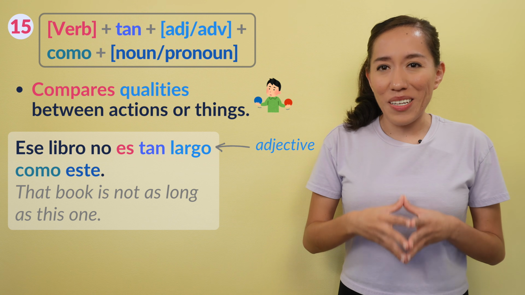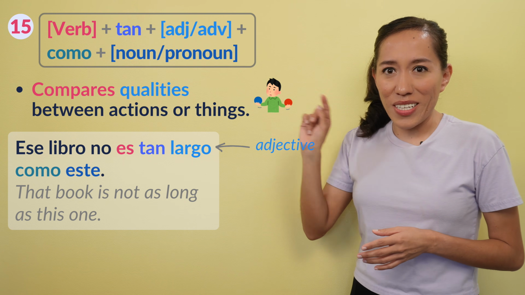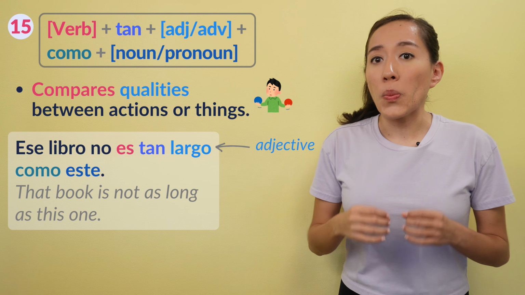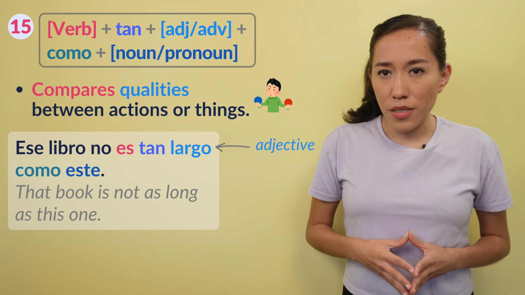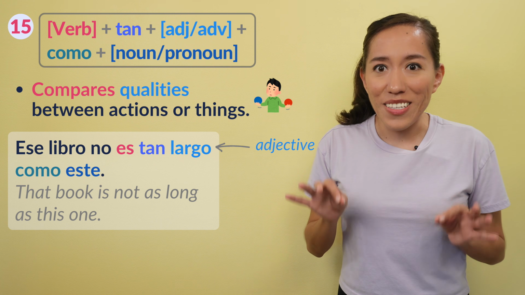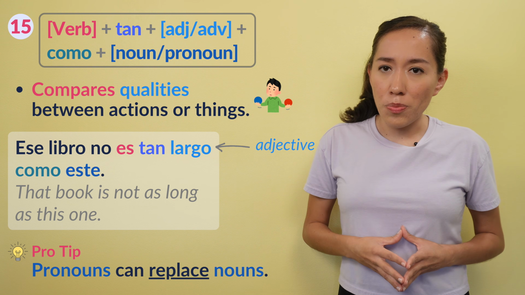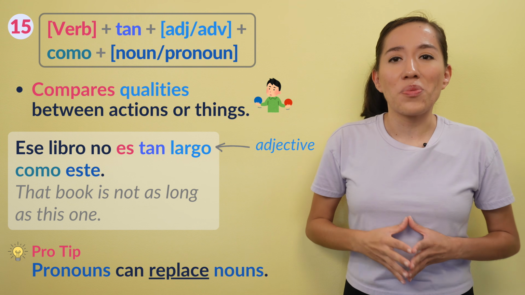Checa este ejemplo otra vez. Al final de la oración, tengo un pronombre, este. I'm not mentioning book again. When the context is clear, we want our speech to be as efficient as possible. One way to do this is avoid being repetitive, and we do this by using pronouns.